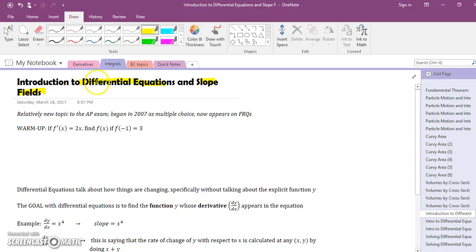Hi everybody, here's your video on an introduction to differential equations and slope fields. These are two of the last topics that we're going to be doing right before L'Hopital's rule. So we're getting close to the end here.